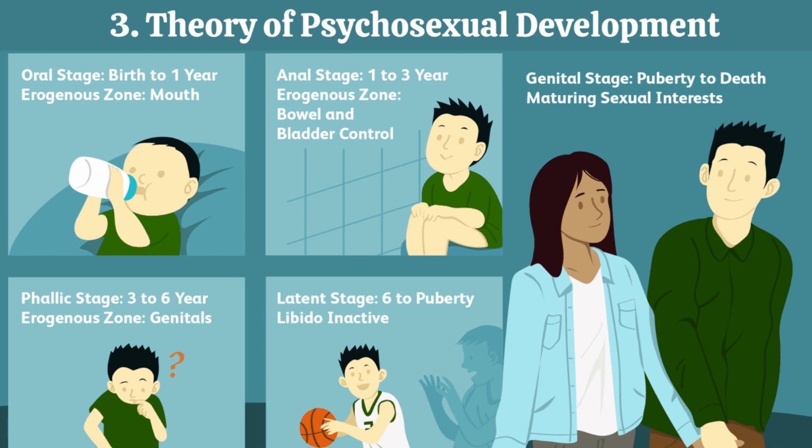The final stage is the genital stage, and the age range is from puberty to a person's death. And the erogenous zone is the maturing sexual instincts or the sexual interests.